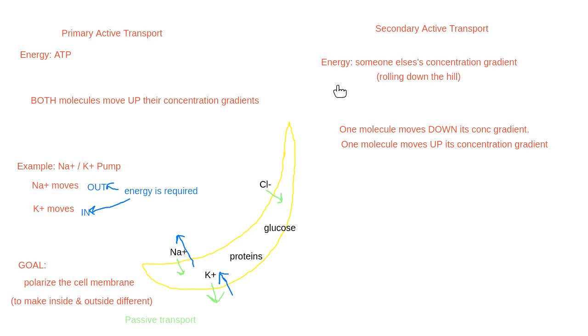Now, in secondary active transport, I do not use the energy of ATP. That would be probably an underline, highlight, star thing to write in your notes. I do not use ATP for secondary active transport. My energy to make this kind of active transport work is somebody rolls downhill. And when they roll downhill, somebody else can roll uphill.